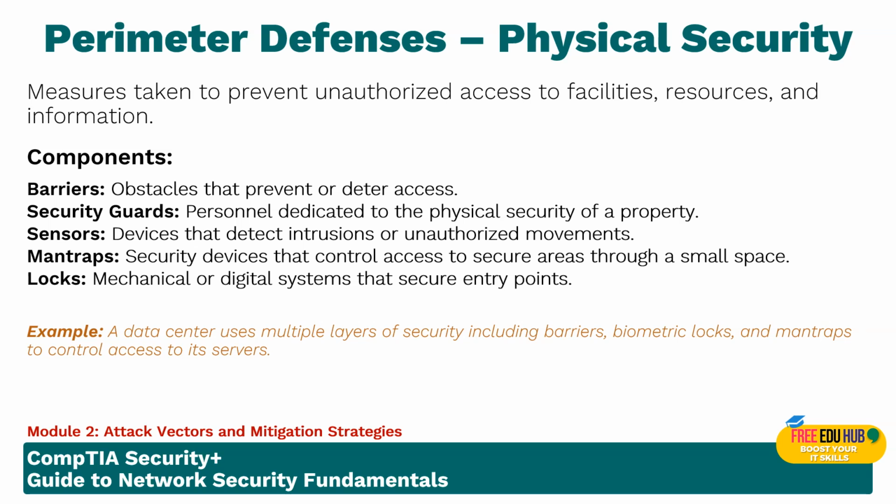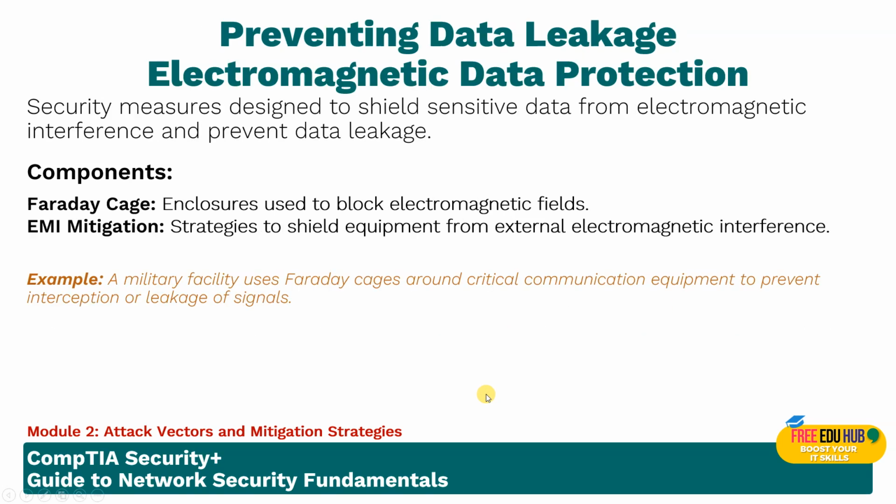So we can have man traps over there, or we can have locks, which are mechanical or digital systems to secure the entry points. There could be different sorts of locks which could be used. An example could be a data center that uses multiple layers of security, including barriers, biometric locks, or man traps to control access to these servers and sensitive areas.